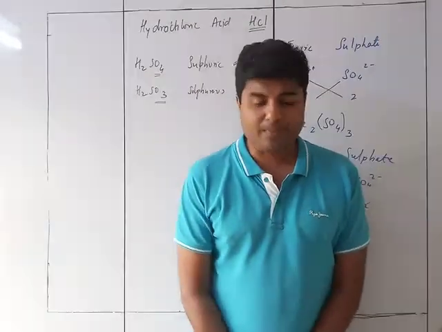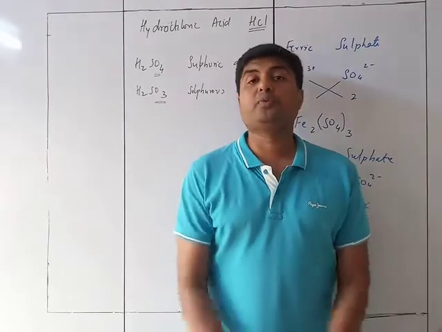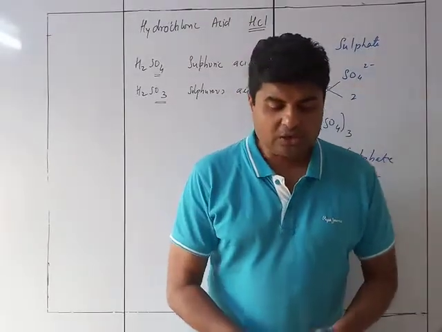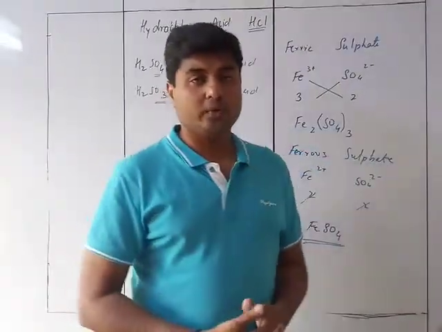is nothing but formed by the carbonate. Then phosphoric acid will be a phosphate, where it is H3PO4. So all these are going to be the formation over here for acid.